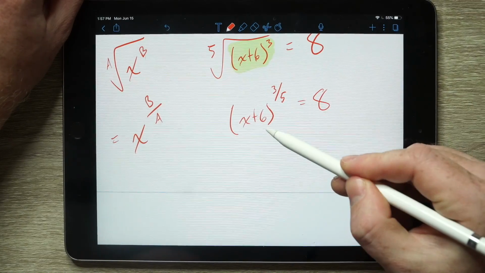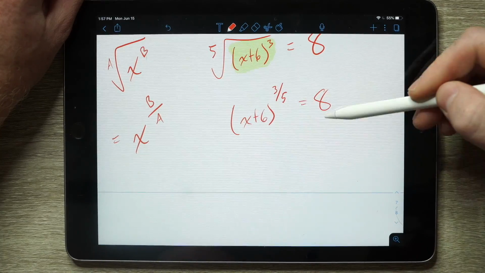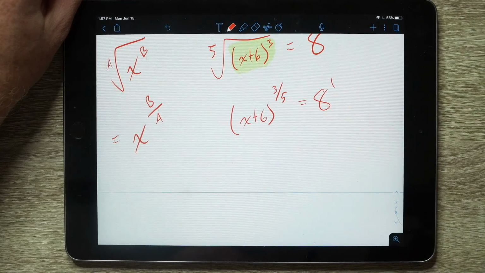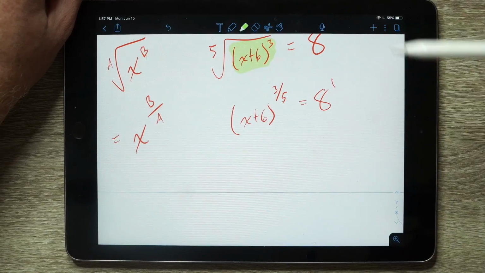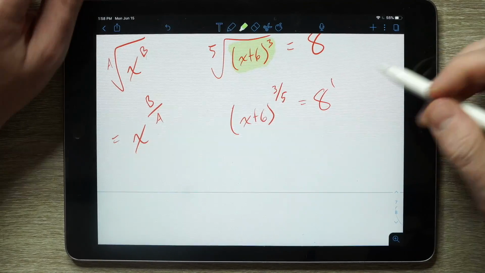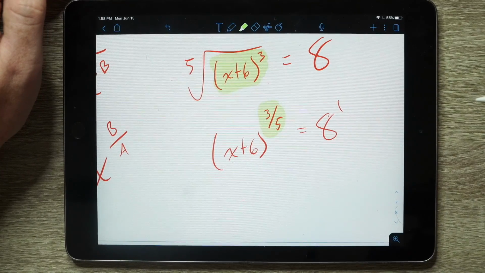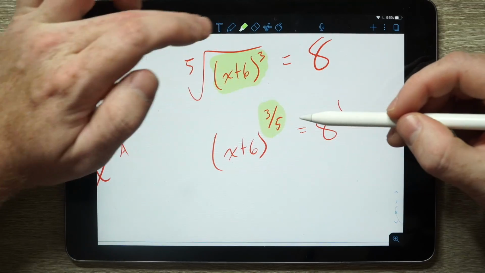So we've got x plus 6 to the power 3/5, right? That's weird. And then we've got 8 over here to the power 1. And we're trying to calculate x. So we need to get rid of, I would say the next step, and you can agree or disagree with me, but I think we need to get rid of this. This is a problem. We need to get rid of that, the power 3/5.